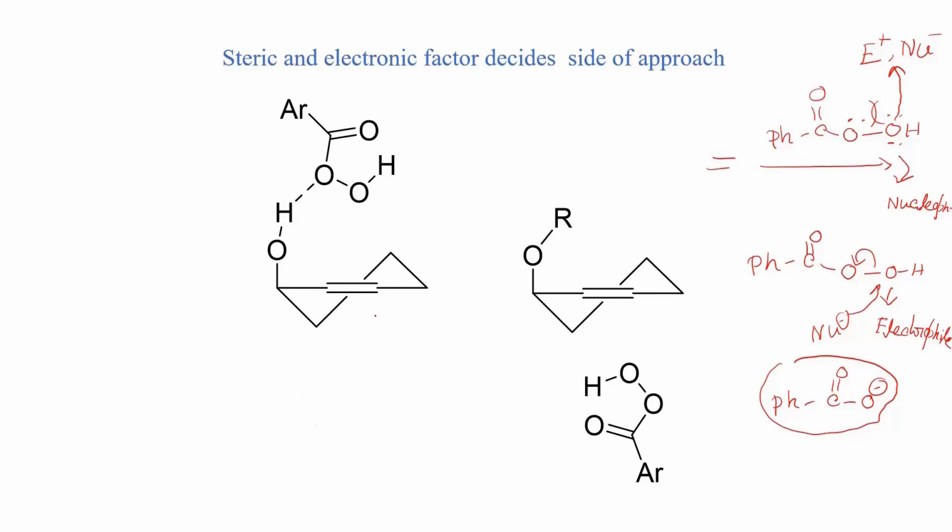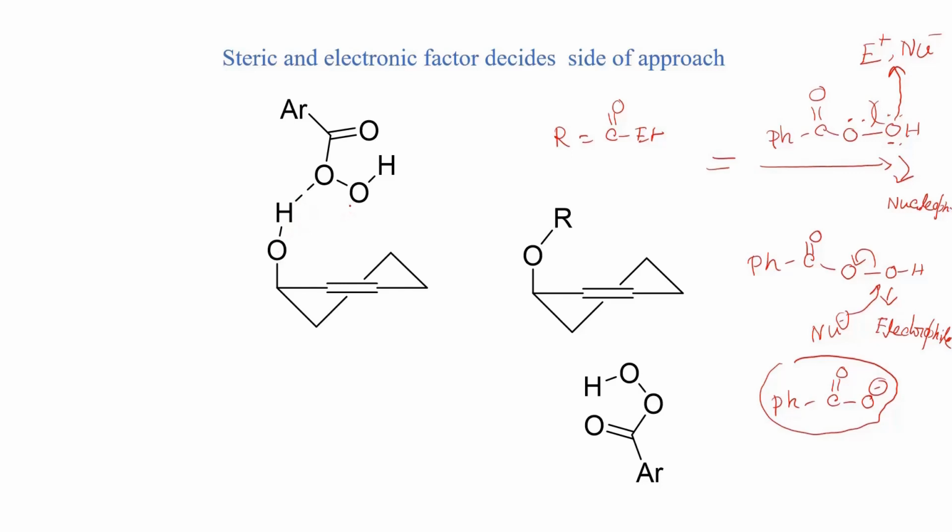So now let's come to the question. In one case we have OH, and in another case we have R equal to COEt, right? So what will happen? In the case of OH, there is a possibility of hydrogen bonding between this oxygen and this hydrogen. Due to that, the reaction will happen from the OH side.